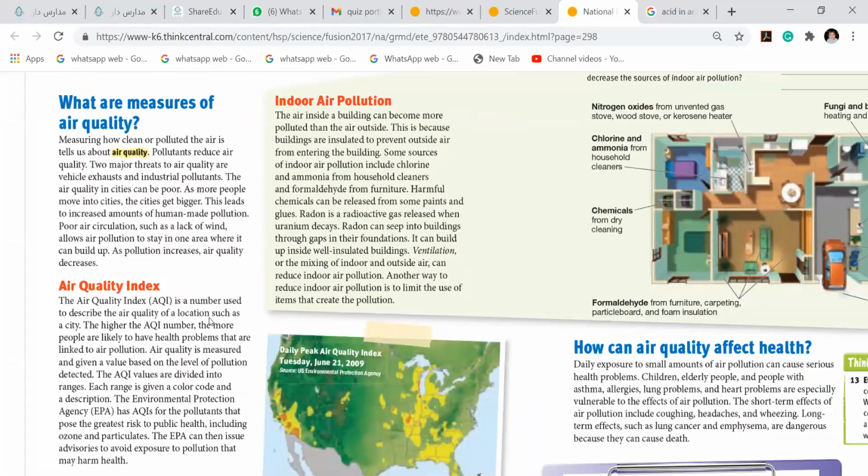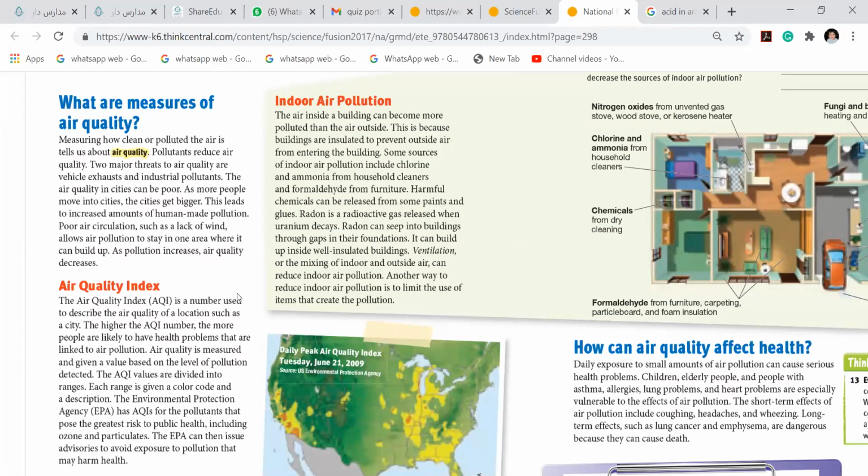There is something called the air quality index. That's a number used to know the air quality, such as in a city, how is the quality of air? Because in a city you have lots of pollution. If the AQI, that is air quality index, number is high, that means people will be affected more with respiratory problems, with lung problems. You know lungs, right? Lots of coughing, and they get sick if there is more air pollution.